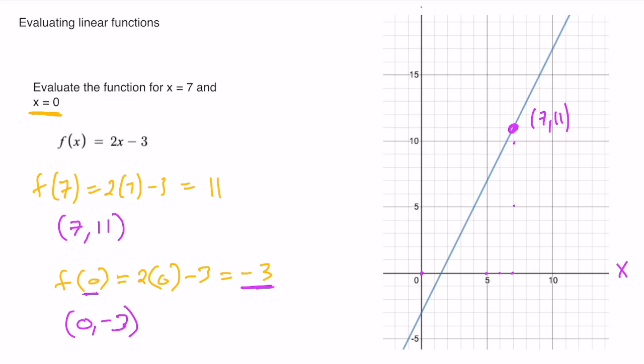I should have labeled my x and y axes, or f of x axis, right? Anyway, I'm at the origin, going down 3: 1, 2, 3. And sure enough, that point, (0, -3), is on the graph. Just a quick review from before: this is where I'm crossing my y-axis, so this is my y-intercept. And notice, just as you would expect, wherever you cross the y-axis, your x value is 0. So hopefully you got (7, 11) and (0, -3).